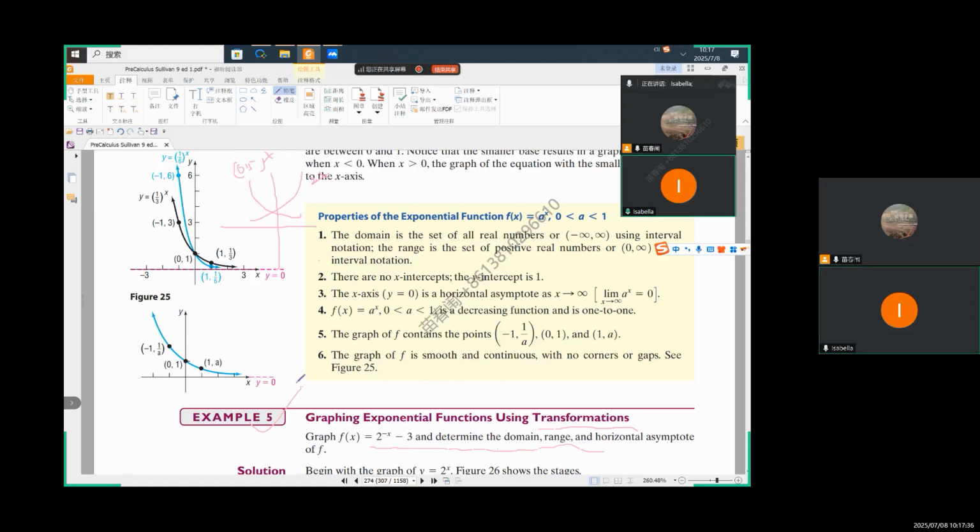All right, example 5. Oh, and then, right, -3. Okay, so we move it over by 3. Hang on, I need to undo that. Wait a second.